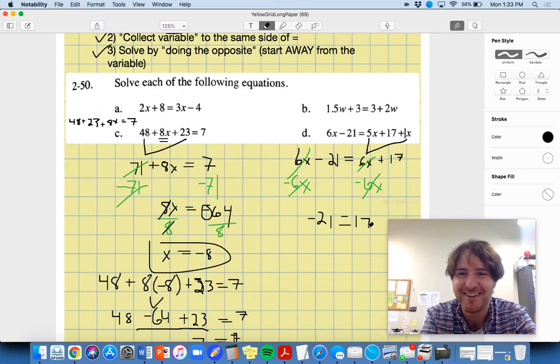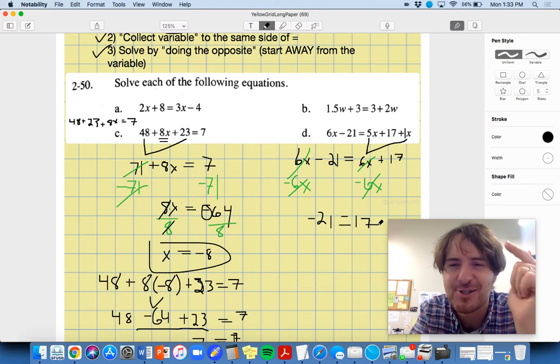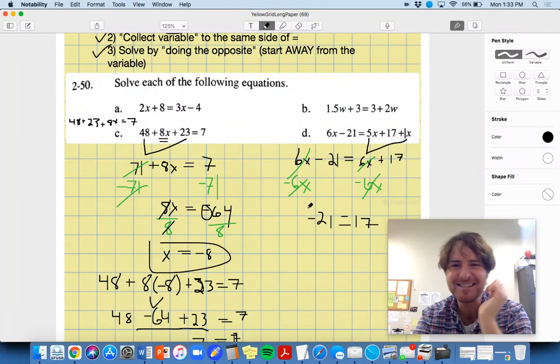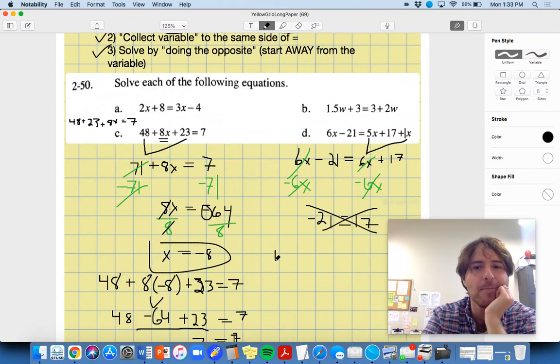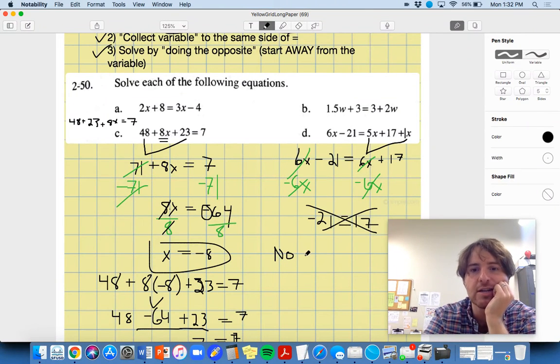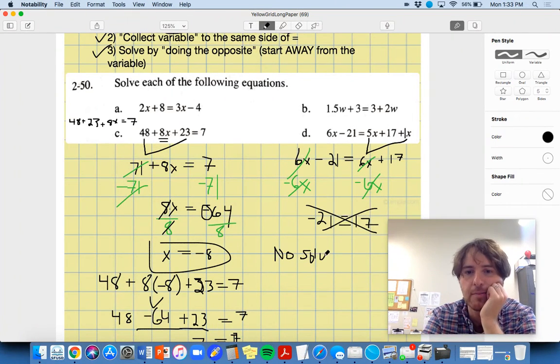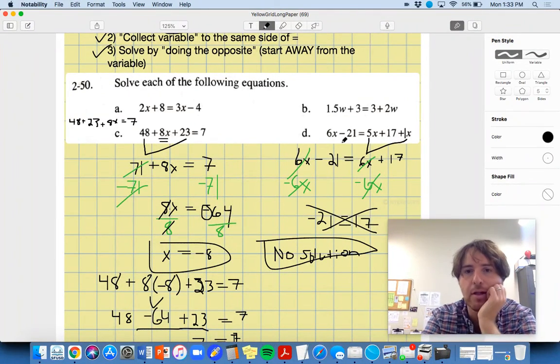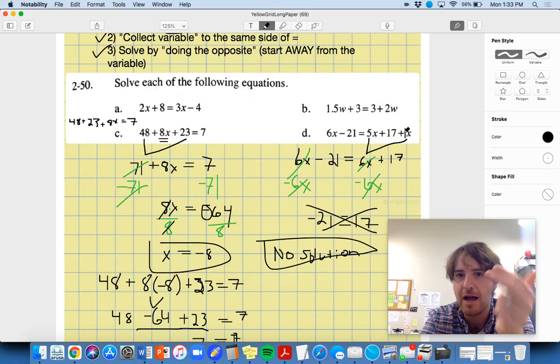And is that actually true? Does negative 21 equal 17? No, it doesn't. So here our solution set is no numbers. No real numbers are solutions for this equation. So what we can just write is no solution. There's no solution to this problem because there's no value of x that works when we plug in wherever we see our x's. We plug in 5 here, 5 here, 5 here.